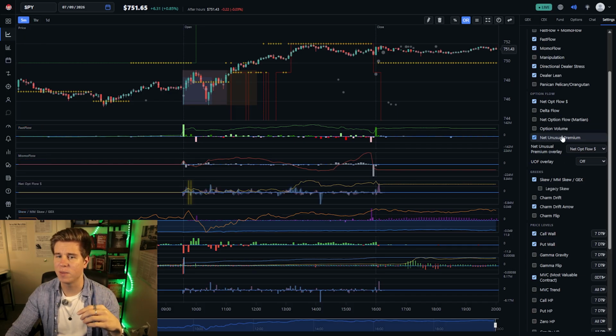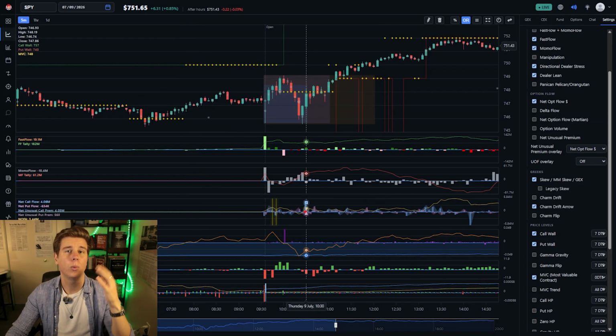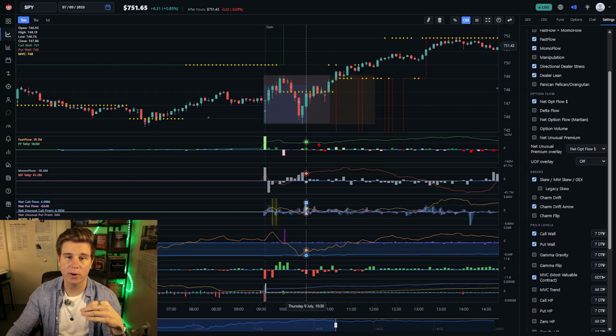I usually just keep them in the same pane because it's just easier for me. Now, one thing to keep in mind is that unusual net options flow here is measured in dollar terms to try to make it easier for you to compare it to other indicators and also just to look at it in reality, because other platforms that measure options in terms of just contracts, well, 1,000 contracts at 10 cents premium versus 1,000 contracts at like $10 premium are very, very different.